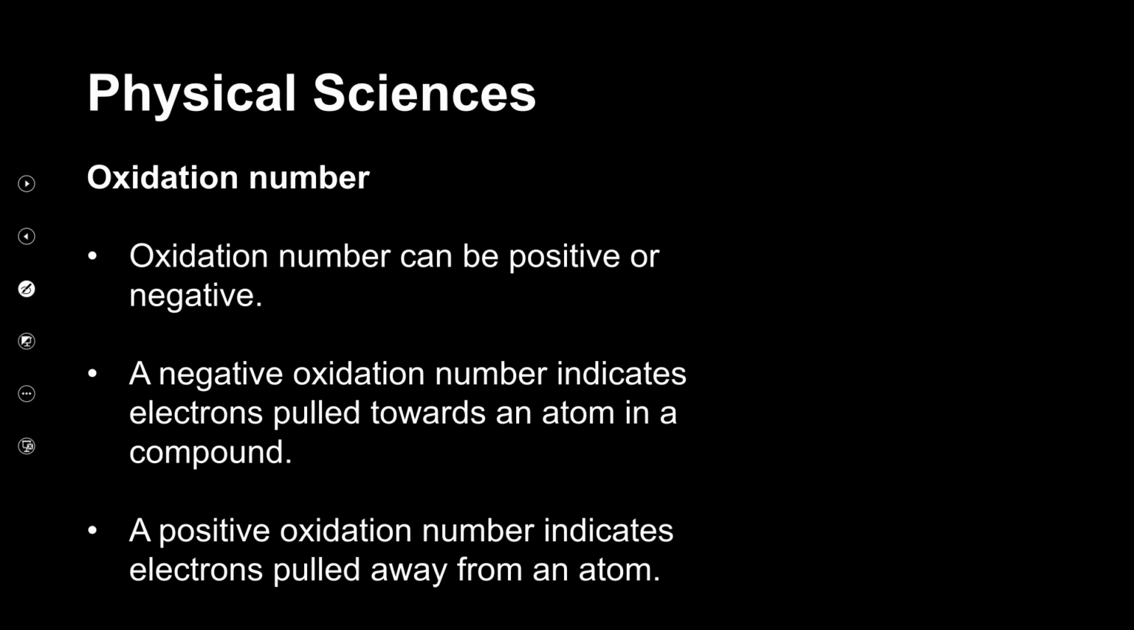So that's the understanding. And then oxidation number can either be positive or negative, right? What do we mean by that? We're saying that a negative oxidation number indicates that electrons were pulled towards an atom in a compound, okay? While a positive oxidation number tells us that electrons were pulled away from an atom, right?